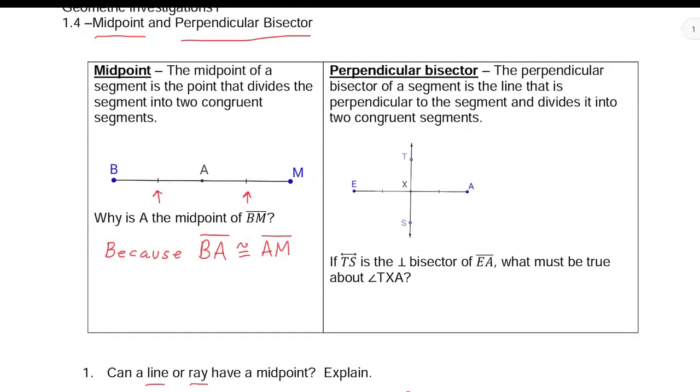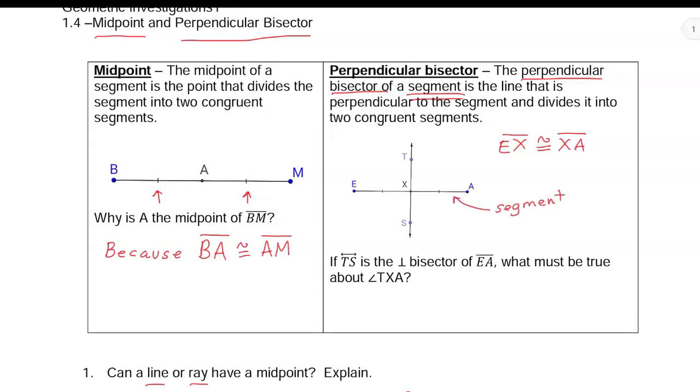Now, there are two players here, the perpendicular bisector, and then there's the segment. The perpendicular bisector of a segment is a line that's perpendicular to the segment, and it divides the segment into two congruent segments. So in the picture here, I can identify right away where the congruence is. Do you see that EX is congruent to XA? So that's the segment being bisected.